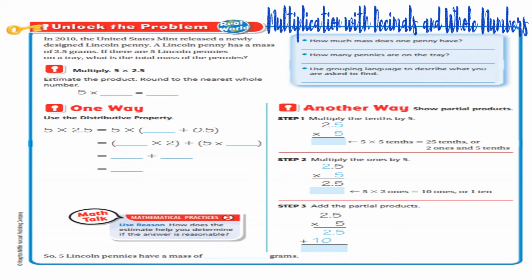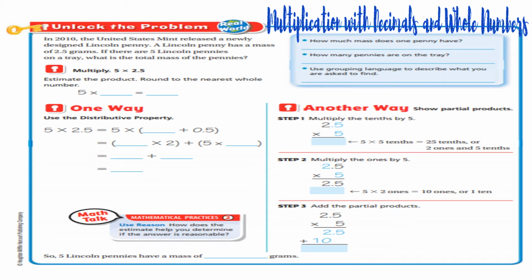Let us unlock the problem. In 2010, the United States Mint released a newly designed Lincoln penny. A Lincoln penny has a mass of 2.5 grams. If there are 5 Lincoln pennies on a tray, what is the total mass of the pennies?